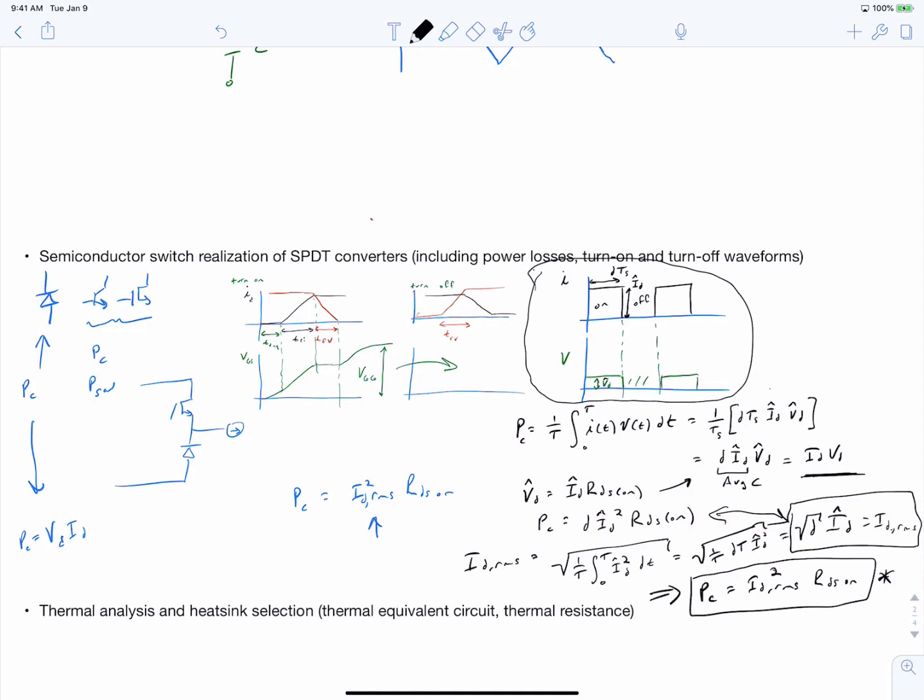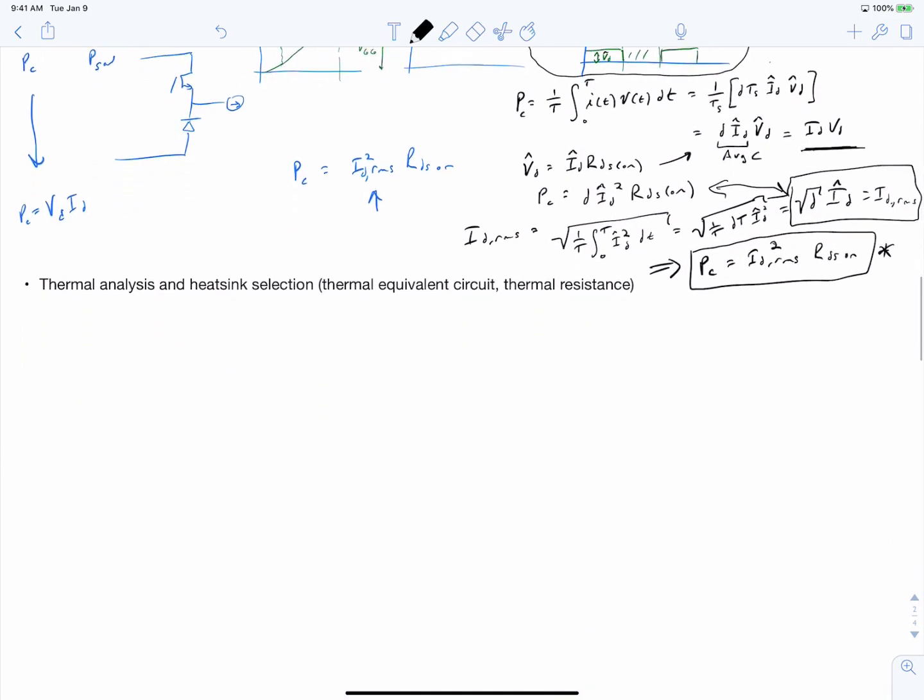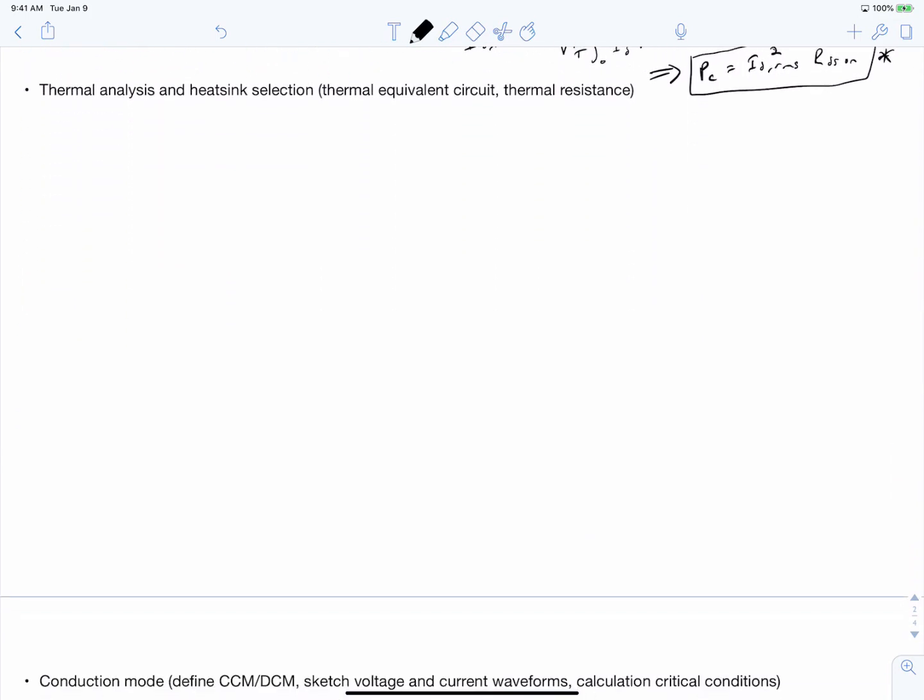Or you can realize that RMS current squared times resistance is always going to be equal to real power loss. Finally, let's talk about the thermal analysis and heat sink selection unit that we covered. We talked about how semiconductor devices consist of some die that's encapsulated within a broader case, and oftentimes that case is then fitted to a heat sink, and all of this is responsible for conducting losses from this device out into the broader world.